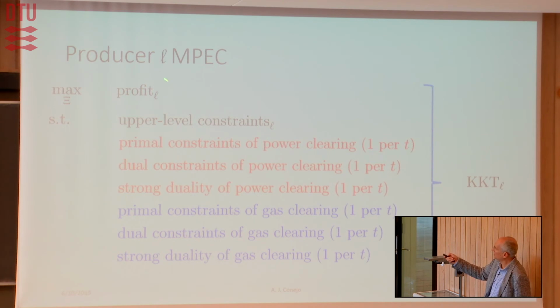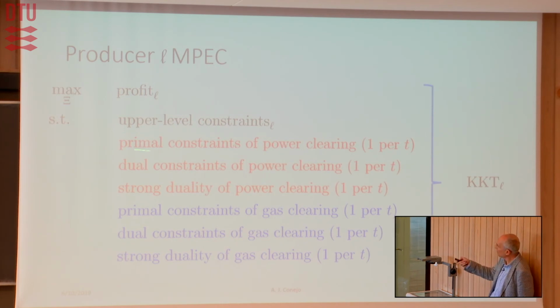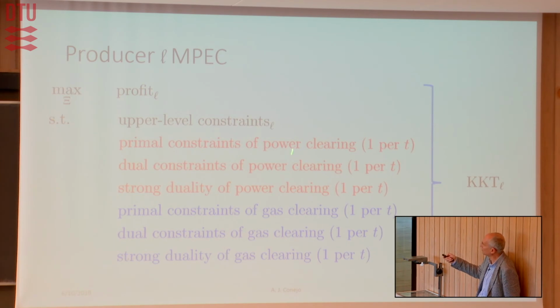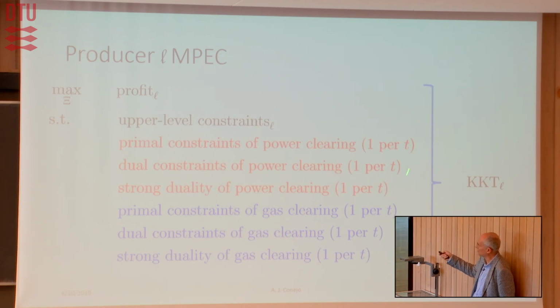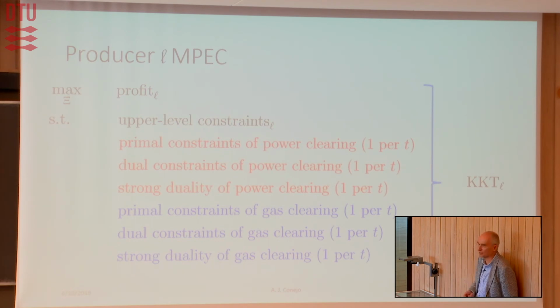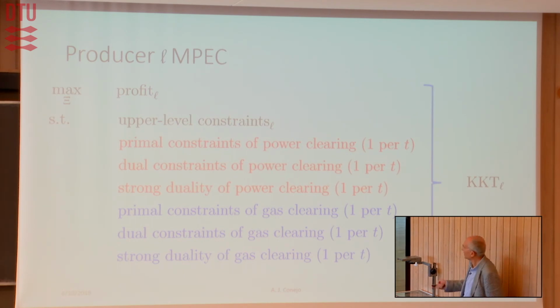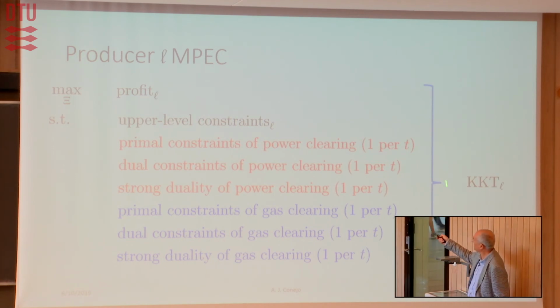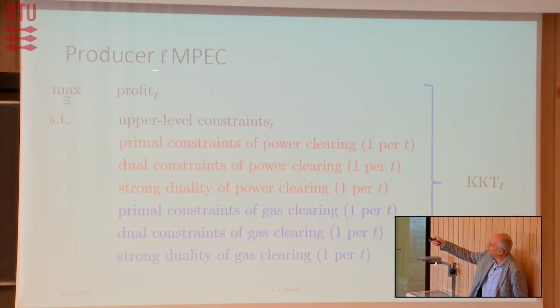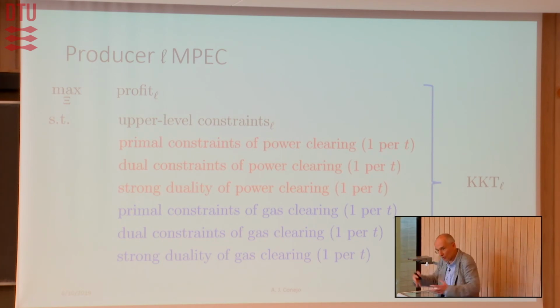This is the profit for this MPEC, the upper level constraints related with the actual building of the unit, and then primal constraints, because the problem is linear, dual constraints, and strong duality for the power problem for all time periods. And this is the same thing for all time periods, 1 to T, all of them, for the gas. We call that KKT L, because it's the KKT of producer L. The time periods are all of them embedded over there.